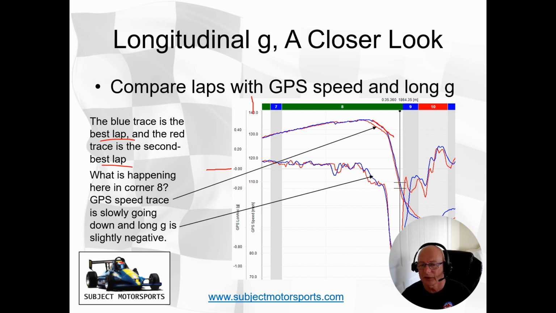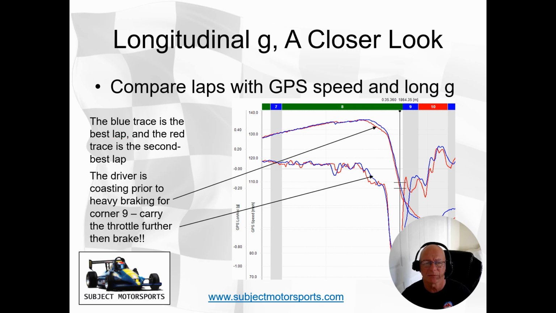It looks like we've got negative G's because we're slowing, but we're not on a steep angle by putting on the brake. What does that mean? So once again, the problem is the driver in this particular case is coasting for corner 9. The opportunity is to carry the throttle further out here before we start to apply the brake. But it looks like an intermediate throttle at this point in time for both laps.